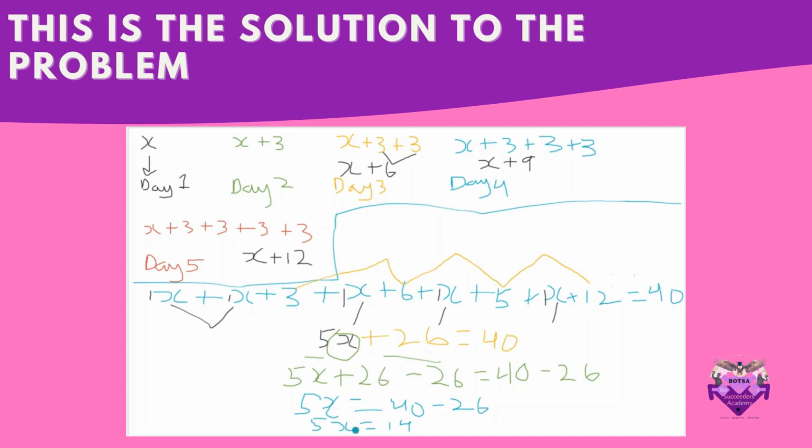Okay, so we have to divide both sides by 5. We divide both sides by 5 because we need to remove the 5 from by the x. So you do the opposite of the sign that's obviously there. Divide both sides by 5 and simplify the number.